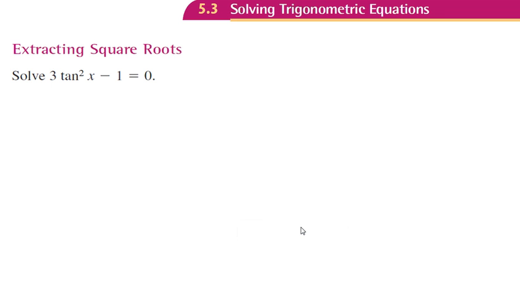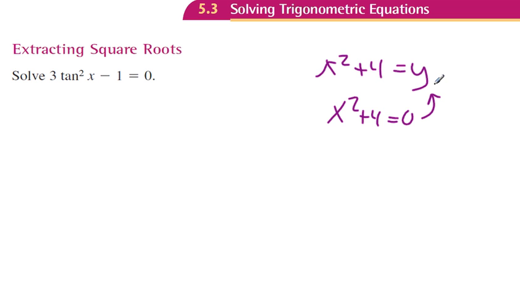We're going to go ahead and solve now 3 tangent squared of x minus 1 equals 0. And before we just jump into this, let's make sure that we don't lose the meaning of what we're doing and lose what we learned in Algebra 1. Say if I gave you a quadratic as simple as y equals x squared plus 4, and then I said, now set the y equal to 0. So I just made y 0. What is it that we're doing when we set y equal to 0?